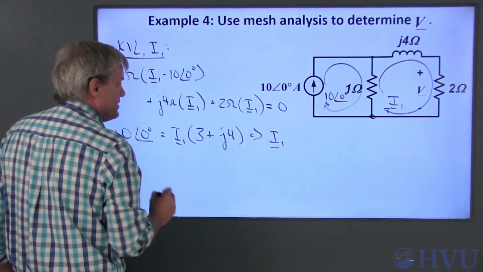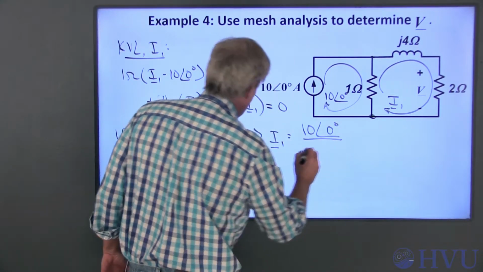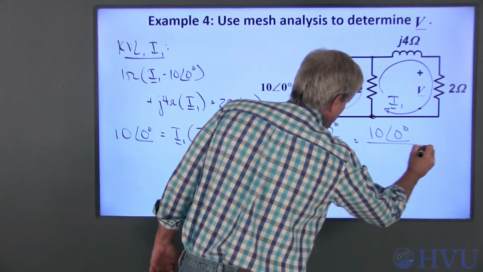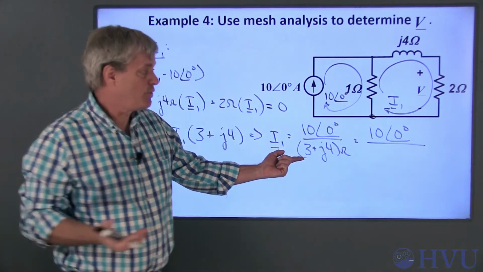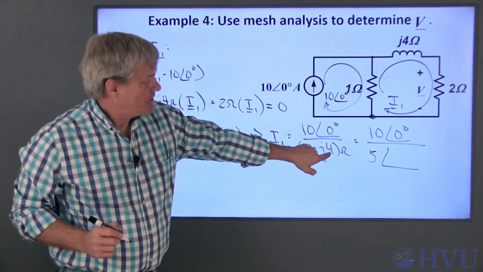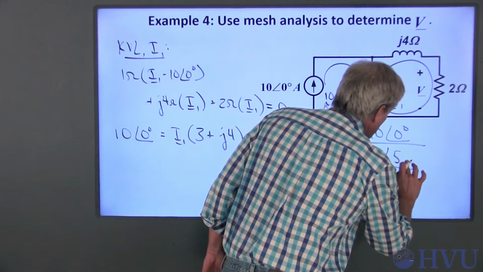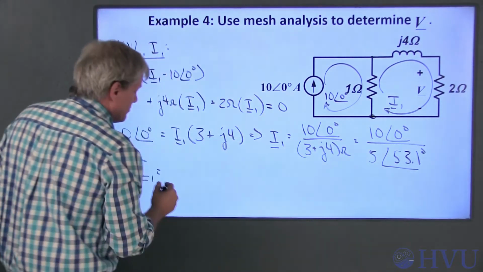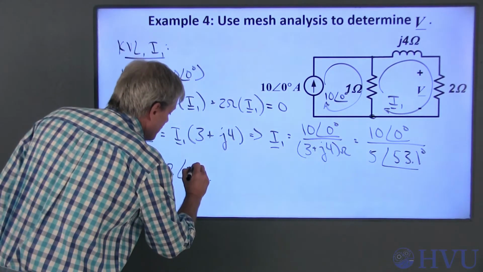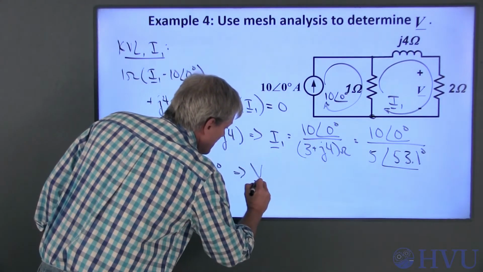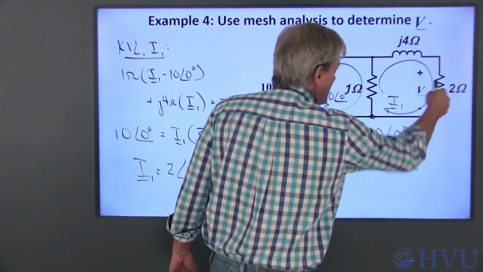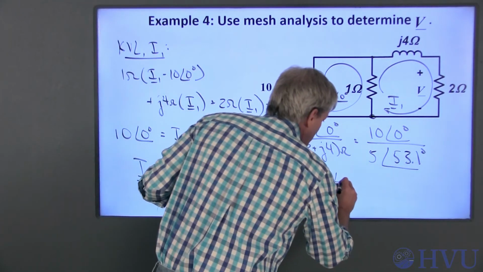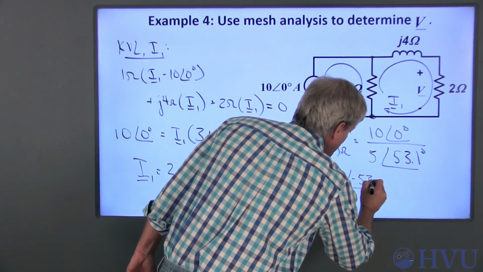So I1, which is a phasor, is equal to 10 at an angle of 0 degrees over 3 plus J4 ohms. This has a magnitude of the square root of 3 squared plus 4 squared, which is 5, at an angle that's the inverse tangent of 4/3, which is 53.1 degrees. So I1 as a phasor is 10 over 5, which is 2, at an angle of 0 minus 53.1. The voltage phasor that we're looking for is I1 times 2 ohms. 2 times 2 is 4 at an angle of minus 53.1 degrees.